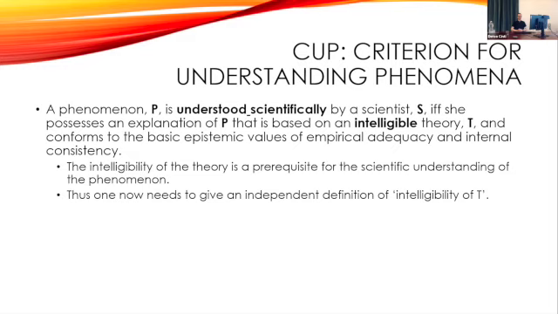A phenomenon P is understood scientifically by a scientist S if and only if she possesses an explanation of P that is based on an intelligible theory T and conforms to the basic epistemic values of empirical adequacy and internal consistency. There's quite a bit to unpack here, but the key notion is that scientific understanding is defined in terms of the related but distinct notion of intelligibility of a theory.